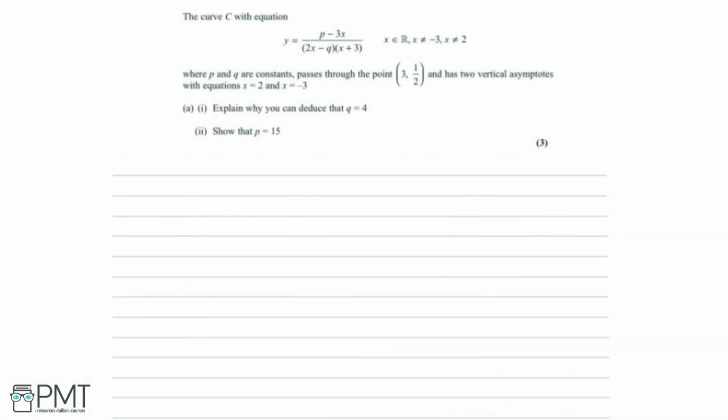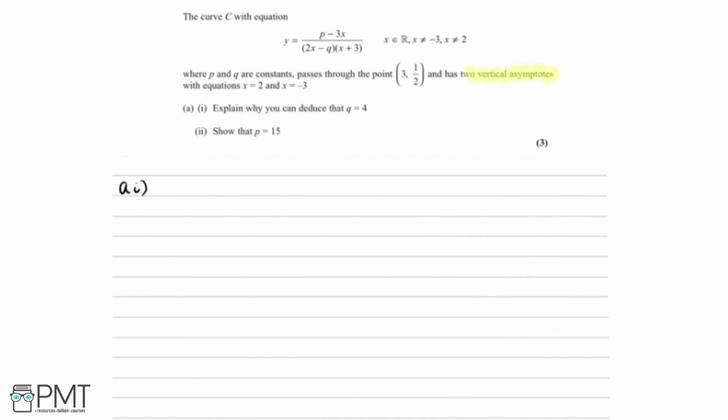So the curve C with equation y equals (p minus 3x) all over (2x minus q) multiplied by (x plus 3), where p and q are constants, passes through the point x equals 3 and y equals a half, and has two vertical asymptotes with equations x equals 2 and x equals minus 3. In the first part of A, we need to explain why you can deduce that q equals 4.